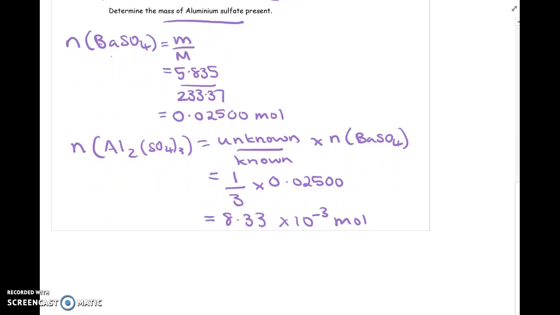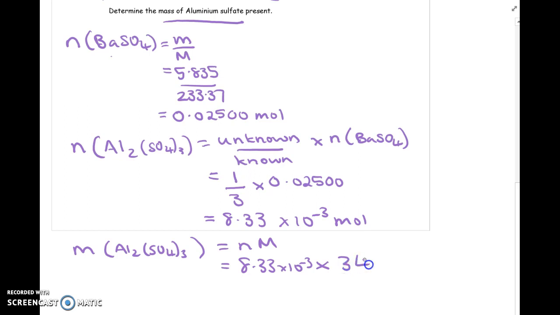Now we're at our final step. We have to find our mass of our aluminium sulfate. Now I rearrange my equation, so it is equal to number of moles times formula mass, the number of moles we've previously calculated, the formula mass of aluminium sulfate. I go to my periodic table and work that out, and it comes out to 342.17.